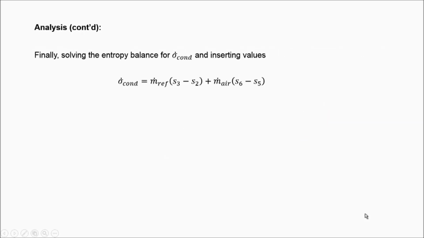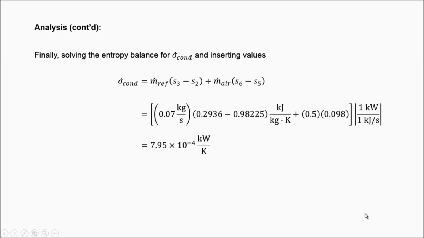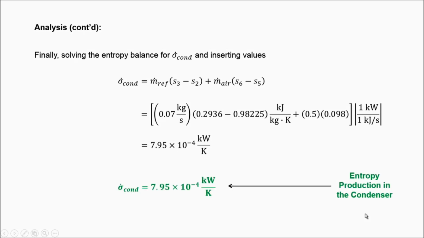Finally, solving the entropy balance in the condenser for sigma dot of the condenser gives us the following expression. Sigma dot condenser is equal to m dot refrigerant times S3 minus S2 plus m dot air times S6 minus S5. Substituting the numerical values gives us the following expression, and the entropy production in the condenser is then calculated to be sigma dot condenser is equal to 7.95 10 to the minus 4 kilowatt per Kelvin, which is the first answer we were seeking.